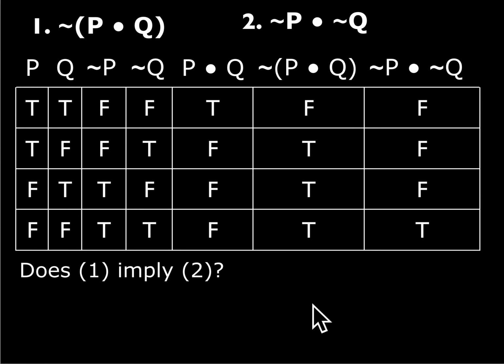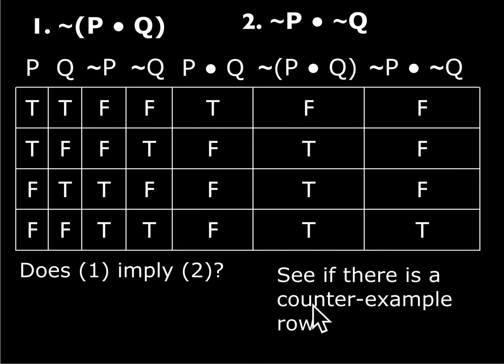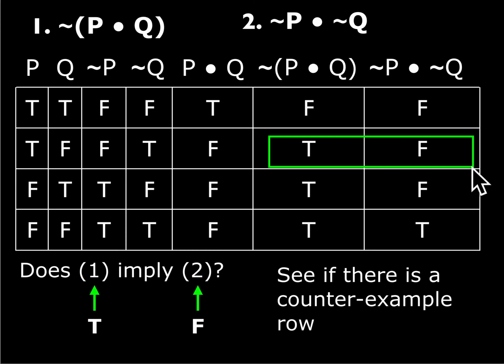Next up, does statement 1 imply statement 2? So what we're going to do is, for implication questions, we're going to look for a counterexample row. And what a counterexample row is going to be is a row where this one's true, but this one's false. So if I ask, does 1 imply 2, I need to look for a row where 1 is true, but 2 is false. This is statement 1, this is statement 2. So I'm just looking for any row where 1's true and 2 is false. And you can see right here on row 2.